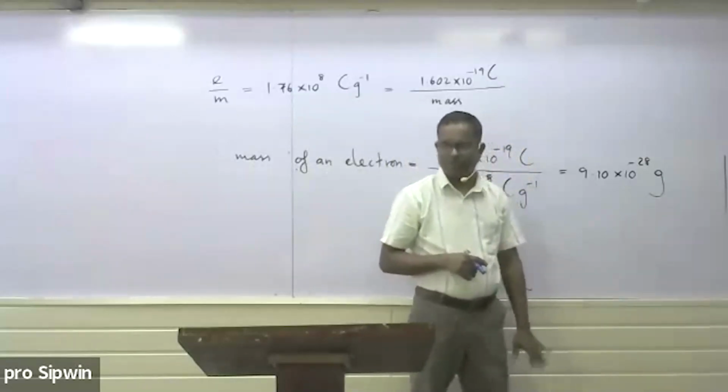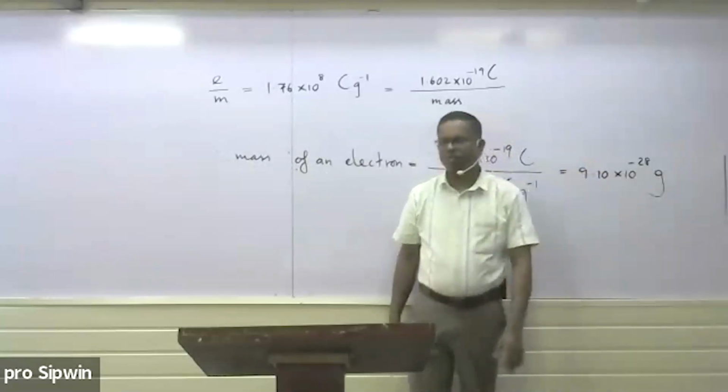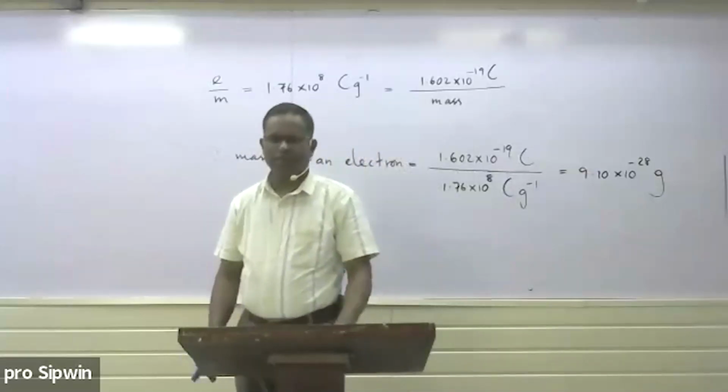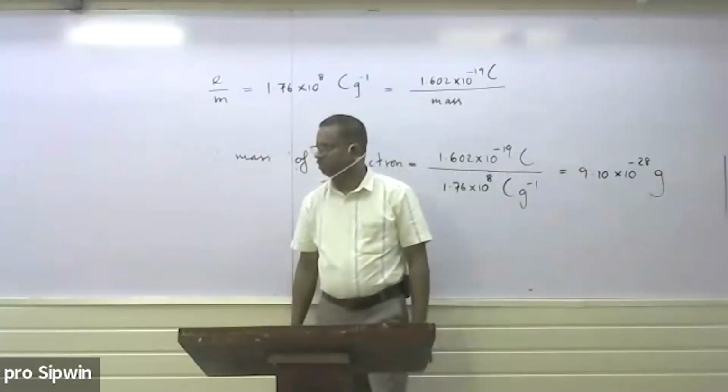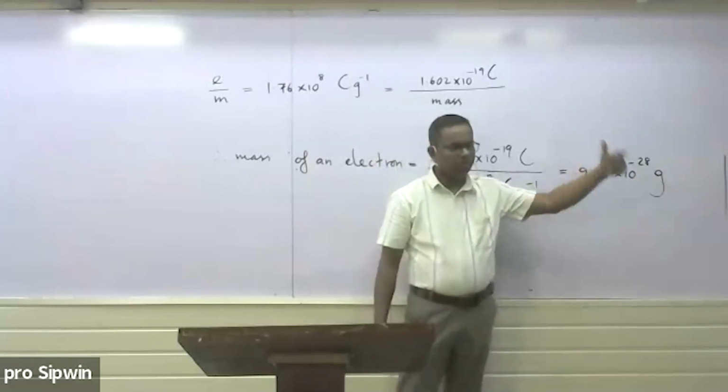To make it kilograms, we have to divide by 1000, then 10 to the power 3 comes here, and it becomes 10 to the power minus 31. Have a rough idea, right? The mass of an electron is around 10 to the power minus 28.